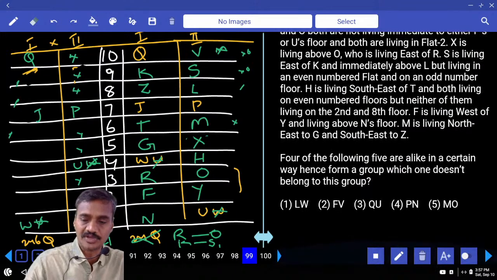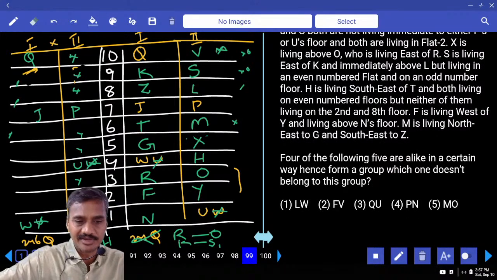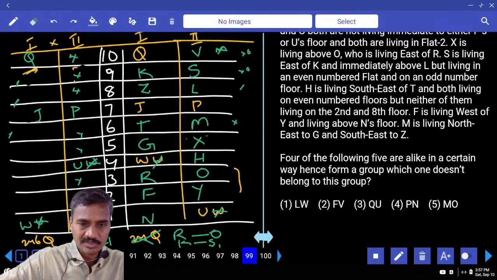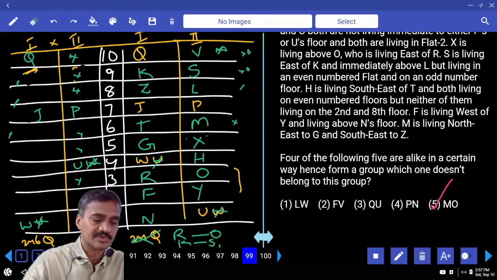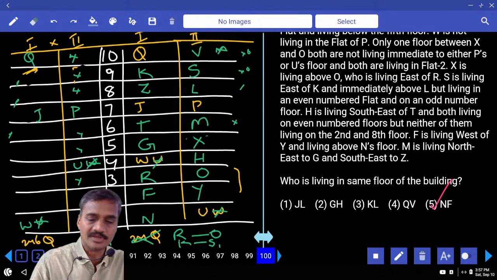99, 4 out of the following means odd one out. L and W, where is W here? L and W, they are in different flats. F and V, they are in different flats. Q and U, different flats. P and N, different flats. M and O, they are living in the same flat. And so what is your answer? Choice 5 for 99. And finally 100.